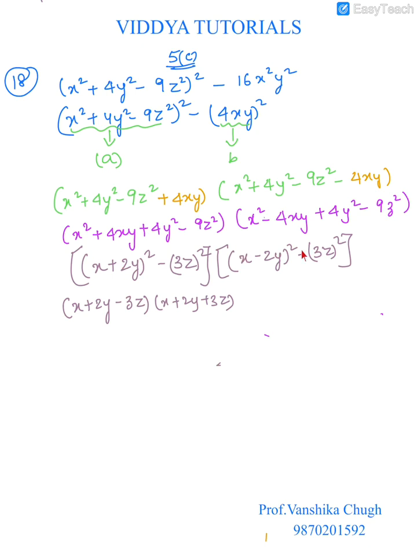Now I go further on this. Here it will be x − 2y − 3z, and the second bracket will be x − 2y + 3z. So this gives me a − b and a + b, and this is my final answer. Thank you.